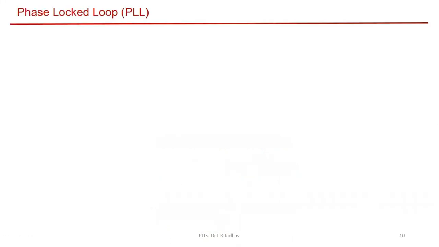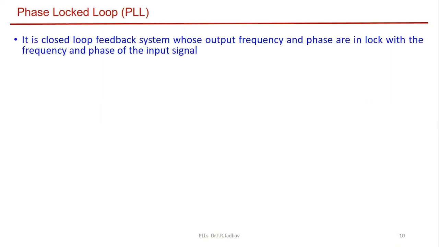So what is phase lock loop? This is the formal definition of PLL. It is a closed loop feedback system. Understand? This is a loop, as you see the word loop in the title. So it is a closed loop feedback system whose output frequency and phase are in lock with the frequency and phase of the input signal. So here we are talking about frequency and phase both.